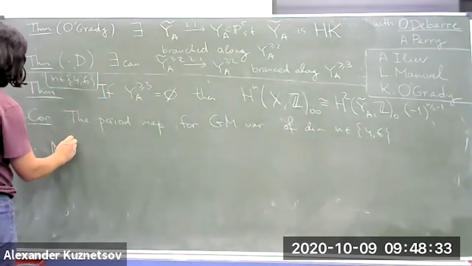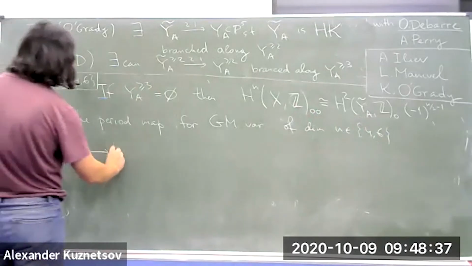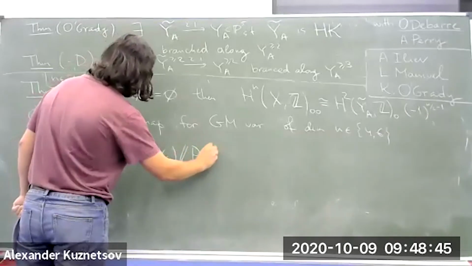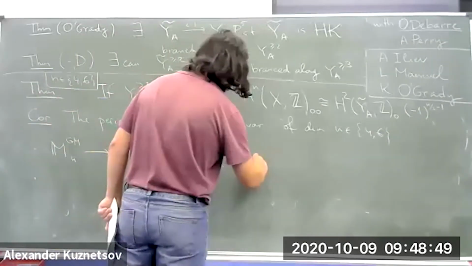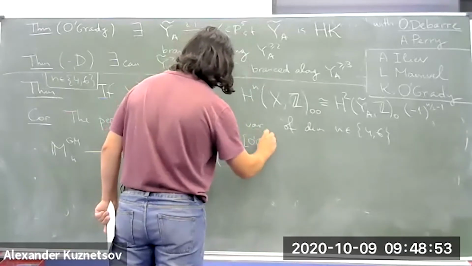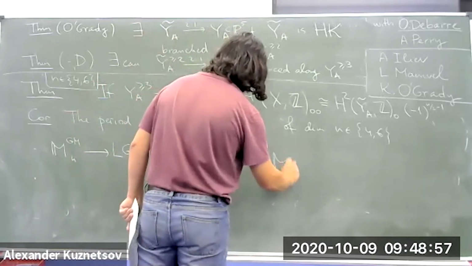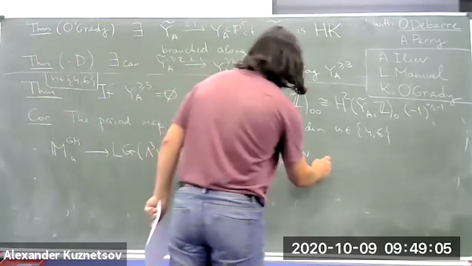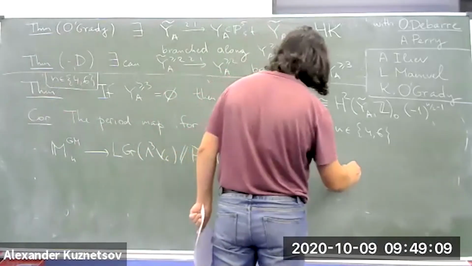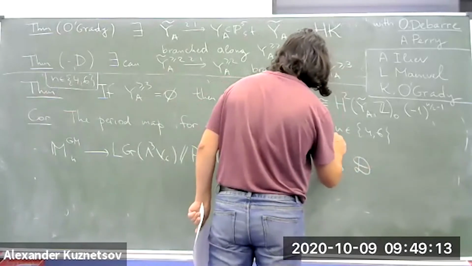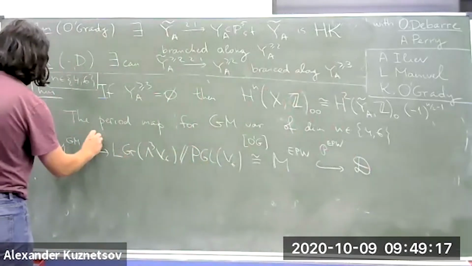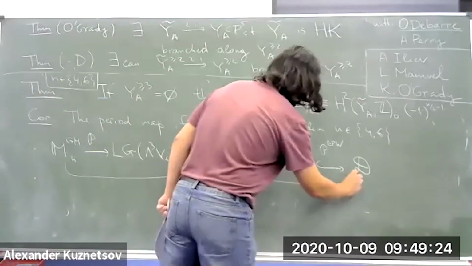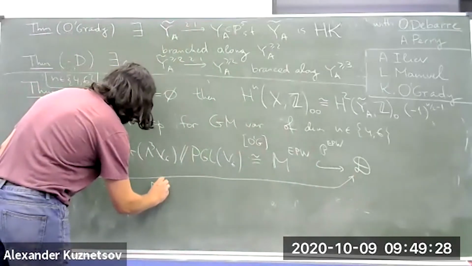of the projection to the quotient of the Lagrangian Grassmannian by PGL6, which was shown by O'Grady to be the moduli space for these double EPW sextics, for these hyperkähler varieties, and then to take this period map for EPW sextics. So if we compose this projection of GIT quotients with this isomorphism and with a period map for EPW sextics, then the composition is the period map for GM varieties.